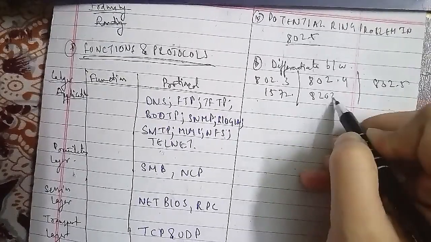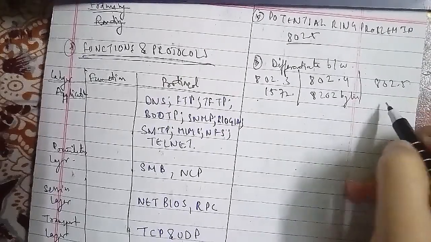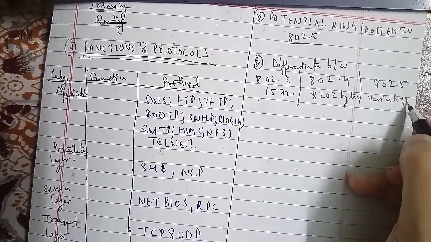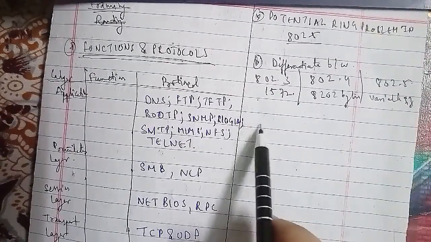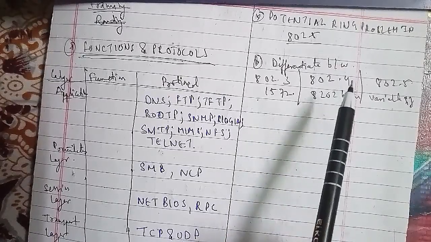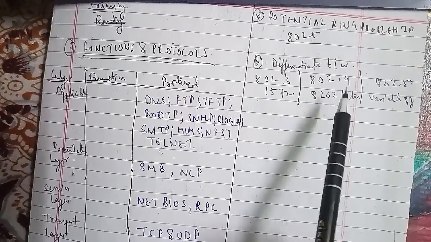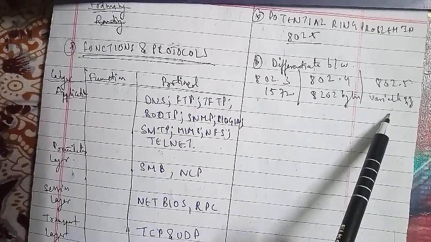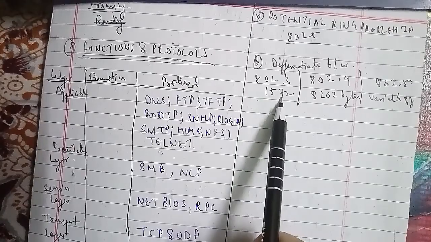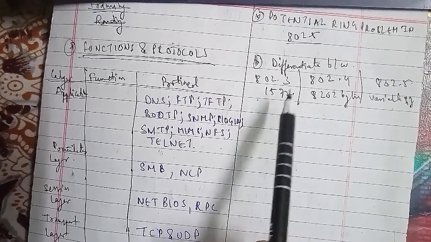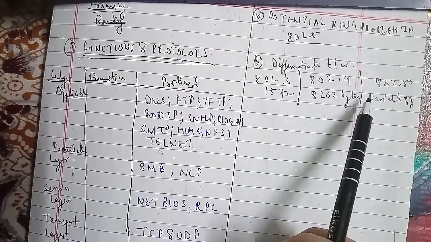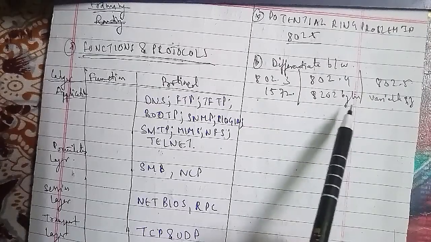Now we'll discuss the wireless 802.11, which comes under the IEEE 802.11 standard. We have to discuss it in detail, as that has also been asked for 5 marks, so we'll discuss it in detail here.